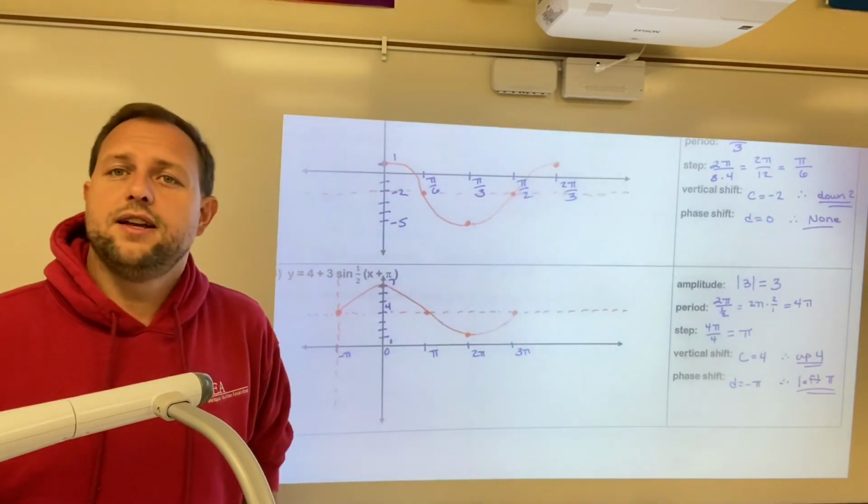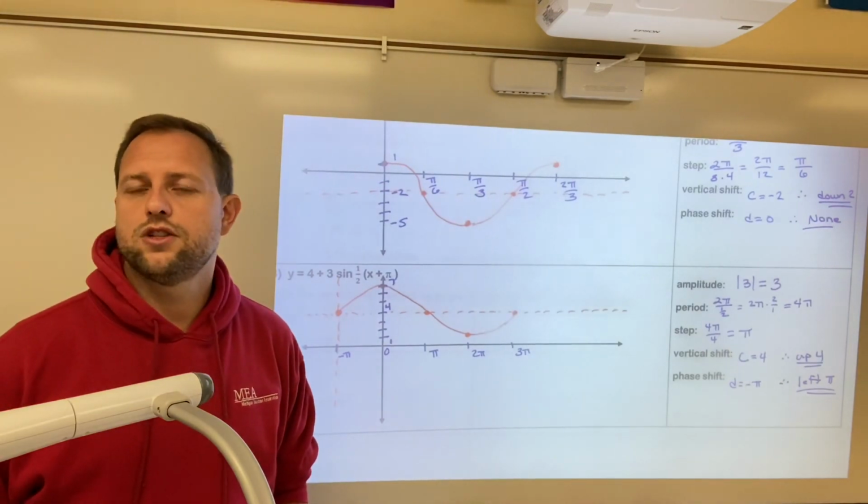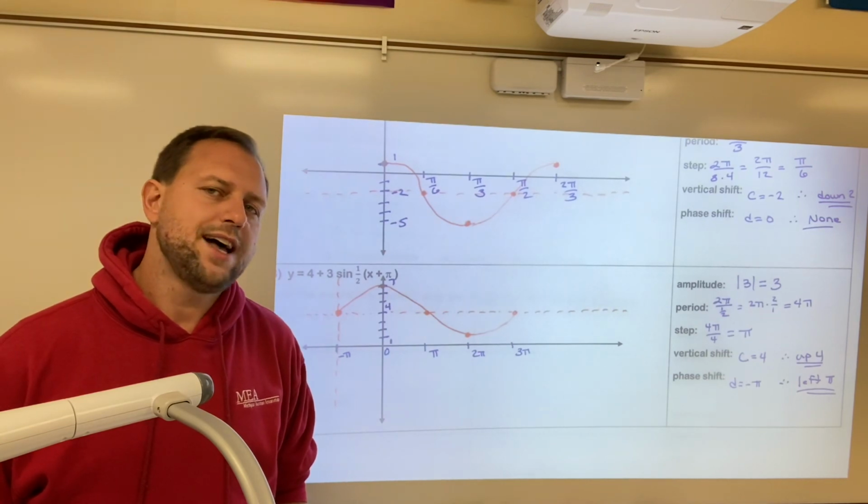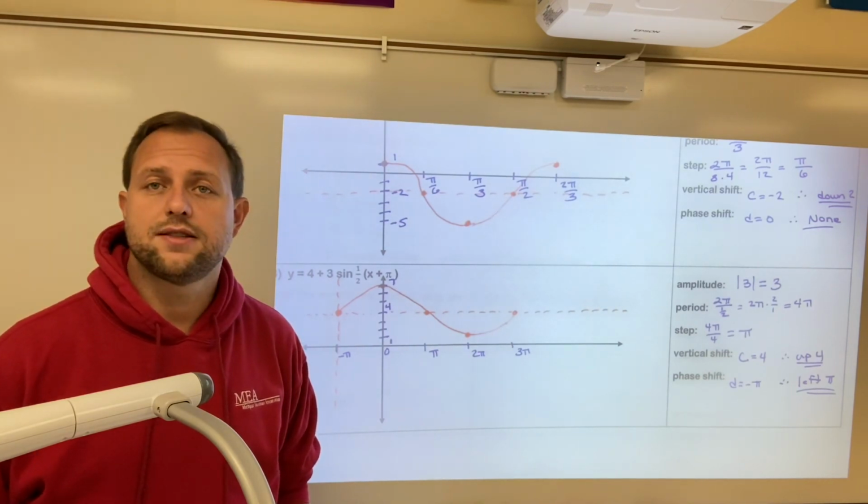And there is our review on sections 4.1 and 4.2 on the graphing and translating of the sine and cosine functions. Thank you.